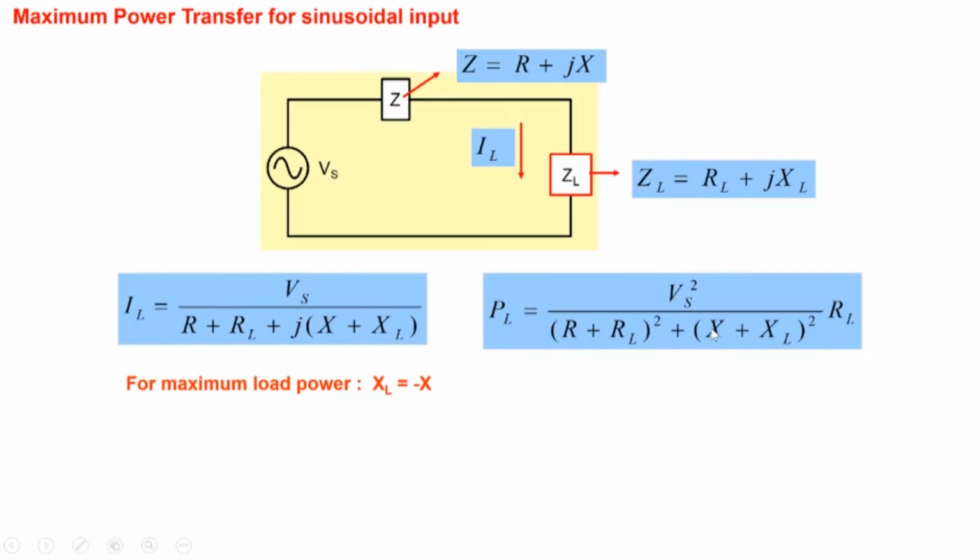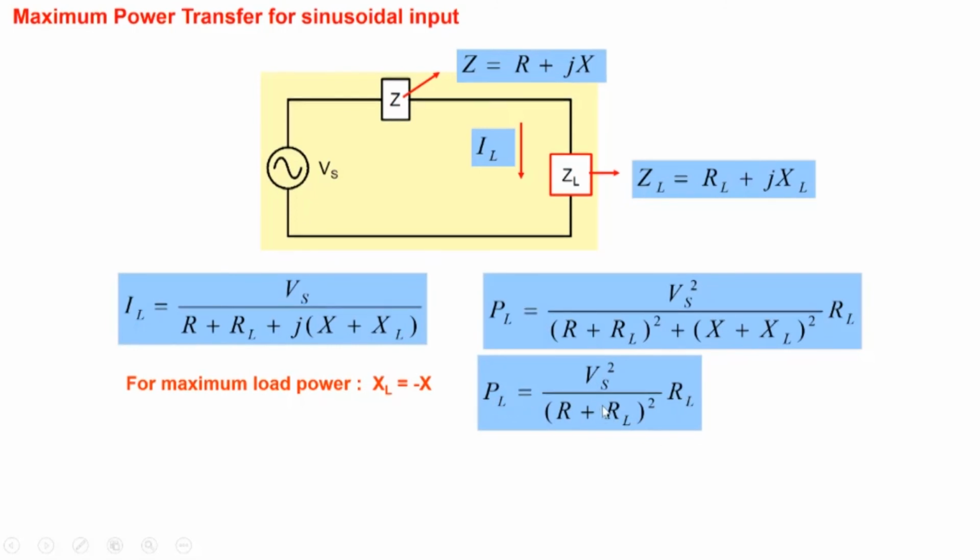Note that we have to minimize the denominator. So the first thing we can do is choose XL, the imaginary part of the load impedance, to be equal and opposite to the imaginary part of the Thevenin's impedance, jX. So XL equals minus X, and this term goes away. We are left with PL equal to Vs squared divided by (R plus RL) squared, times RL.